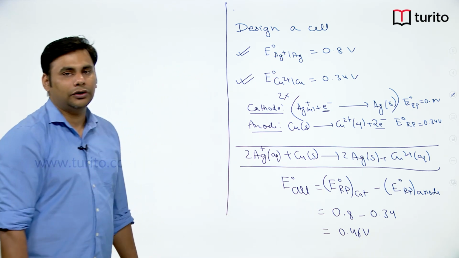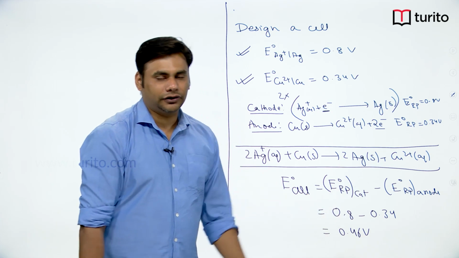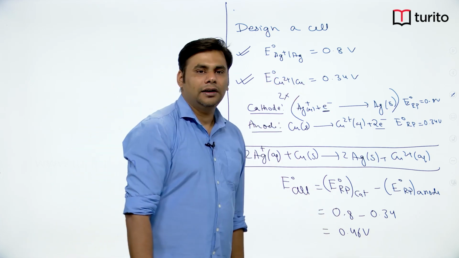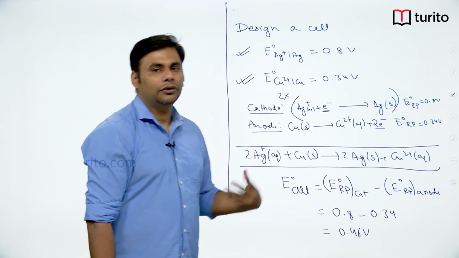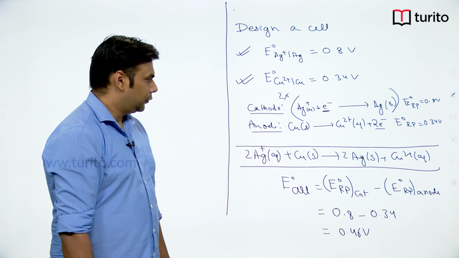Now you can see that E naught cell is positive. So this is a spontaneous cell. The redox reaction is spontaneous. This will allow us to draw some current from the cell. So this is a working cell now. Hope this is clear to you.